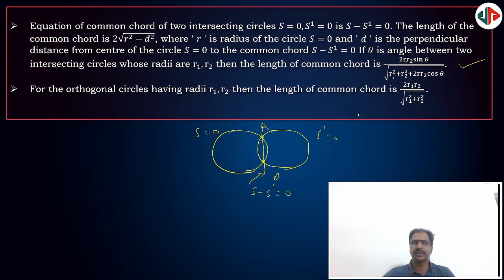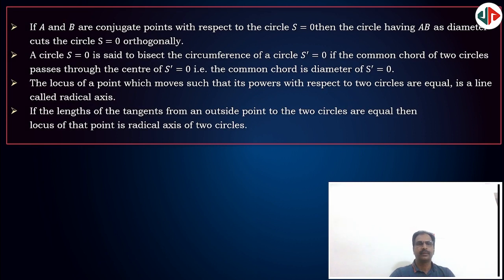Suppose if two circles are intersecting orthogonally, theta is 90, then what is the length of the common chord? In this formula, put theta 90, then sin 90 becomes 1, cos 90 becomes 0, and hence 2 r1 r2 by under root r1 square plus r2 square is the length of the common chord when the two circles are intersecting orthogonally. Next, if A and B are conjugate points with respect to circle S is equal to 0, these are very, very important shortcuts or important points to be remembered.